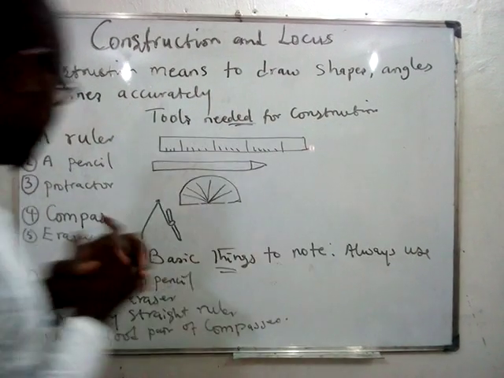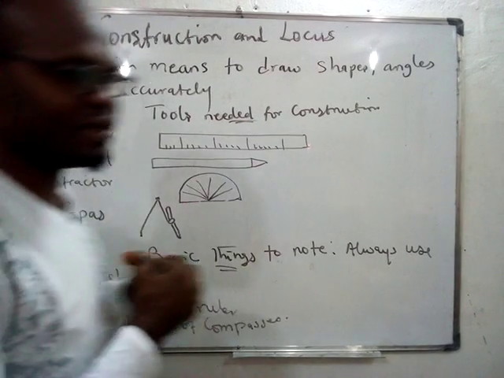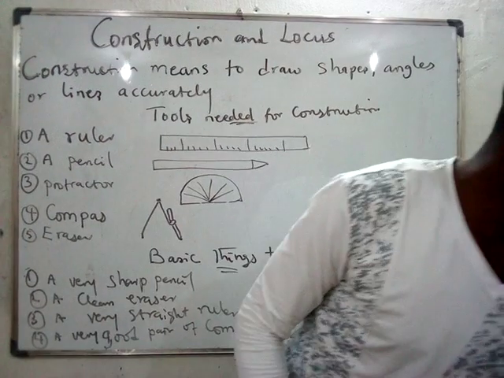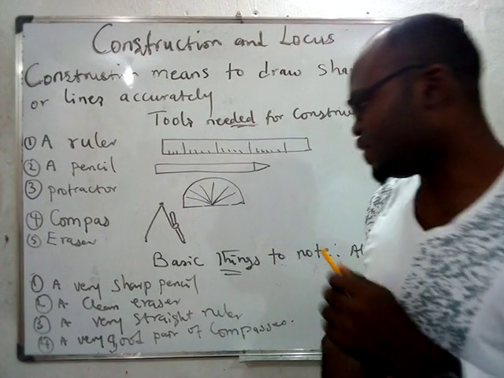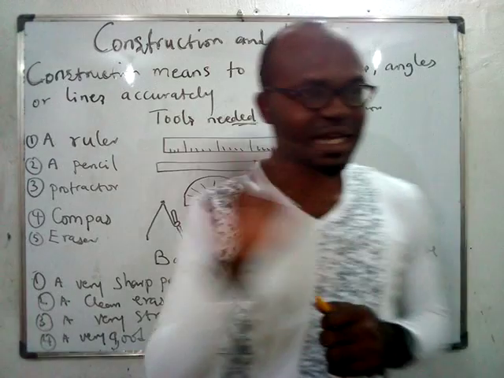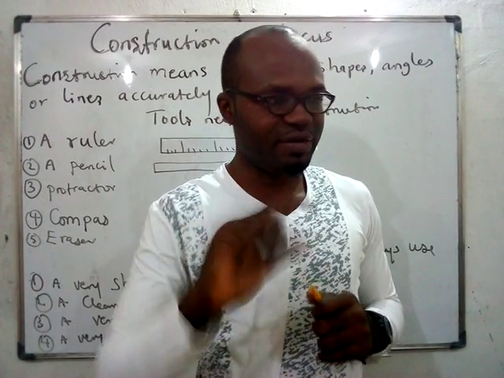Number one, you have to use a very sharp pencil. Before you use your pencil, make sure you sharpen it very well. Is that clear? You have to also use a clean eraser. Your eraser has to be very clean so that you can make erasure very accurately.